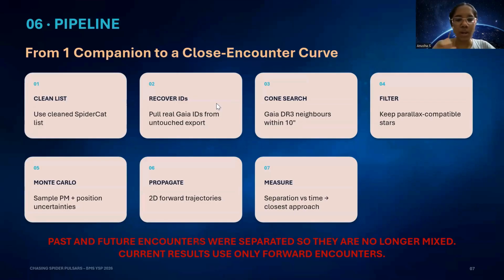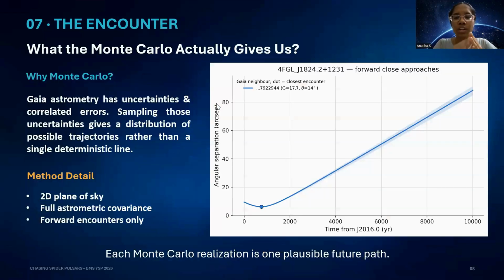So instead of getting just one predicted trajectory, the Monte Carlo gives us a distribution of possible trajectories. This is important because Gaia astrometry has uncertainties and correlated errors. In this example, we can see the angular separation initially decreases, reaching a minimum of about 6 arcseconds around 800 years, and then increases again. The dot marks this minimum, so this is the closest future encounter predicted for the system.